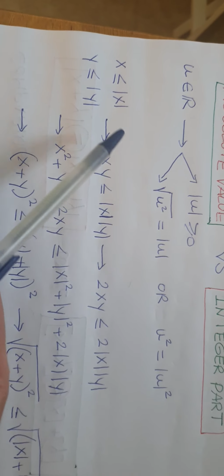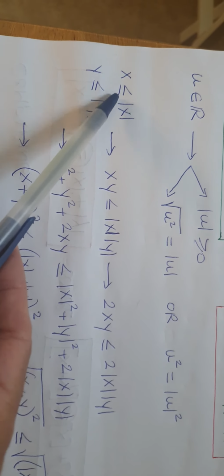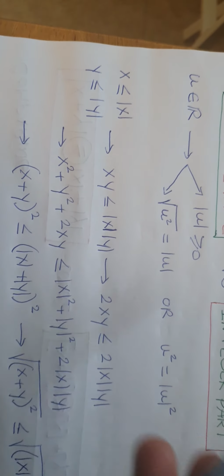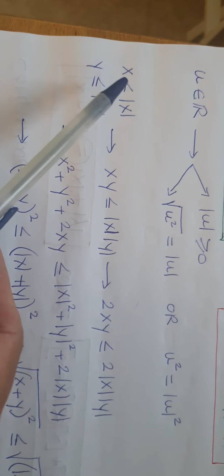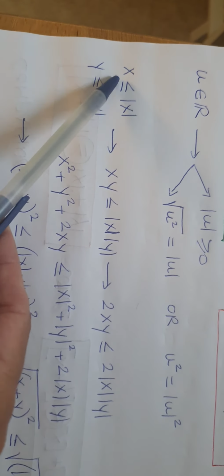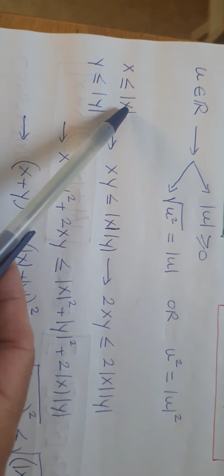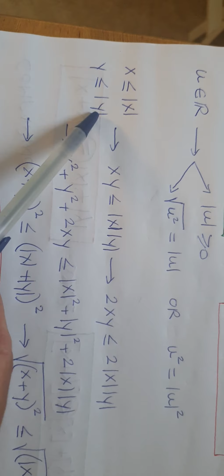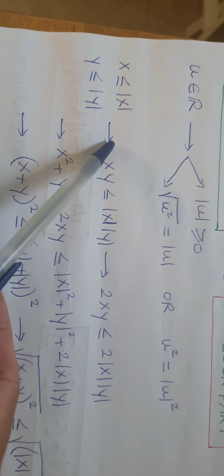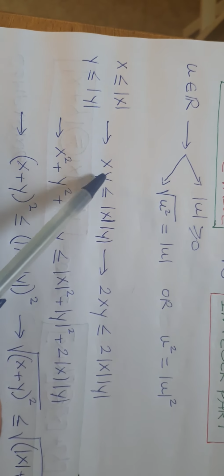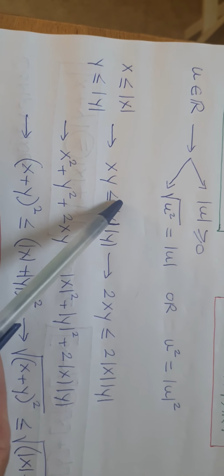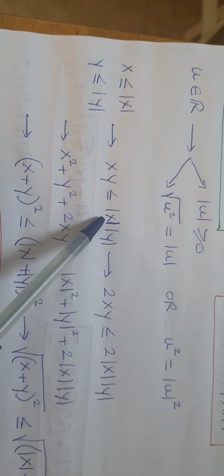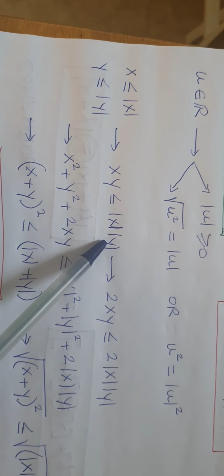Okay, so let x and y be two arbitrary real numbers. We can always write that x is less than or equal to the absolute value of x, and that y is less than or equal to the absolute value of y. Now this means that x times y will also be less than or equal to the product of the absolute value of x and the absolute value of y.